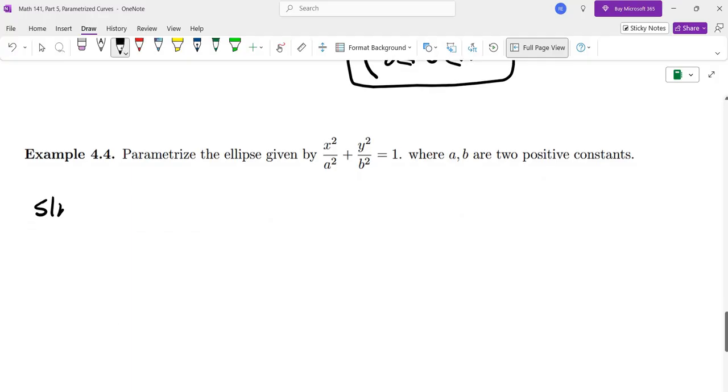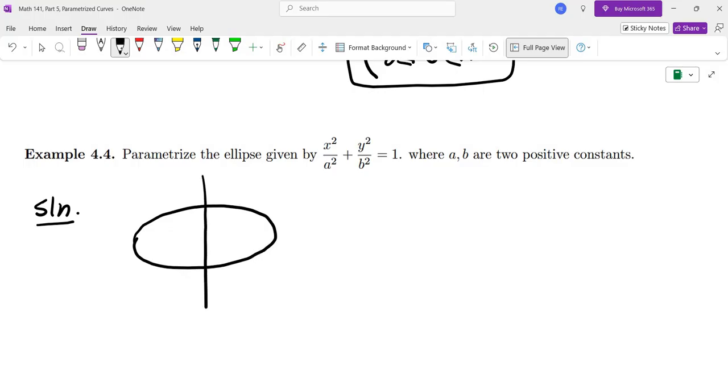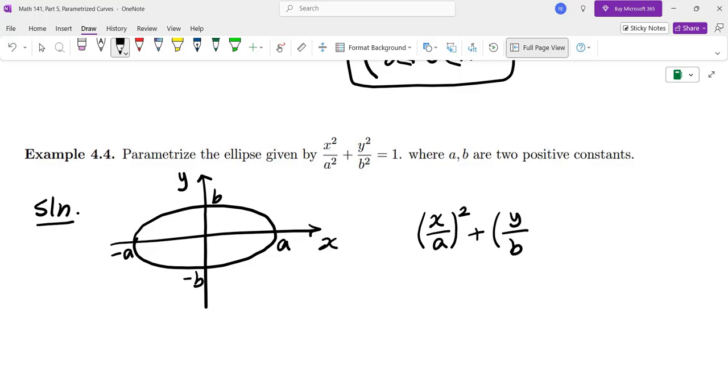So let's look at one more example, and this is the last example that we do, and then we will summarize. Parameterize the ellipse given by this equation. So we're going to draw the ellipse. This is the x-axis, this is the y-axis, and these are a, b, negative a, negative b. So that's an ellipse. The center is the origin, and we want to figure out the parametrization of that. It's a very similar equation to a circle. The only difference is we have constants here.